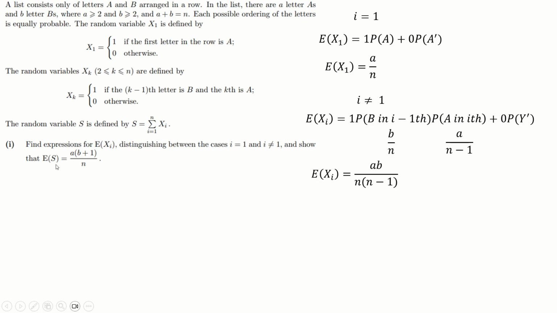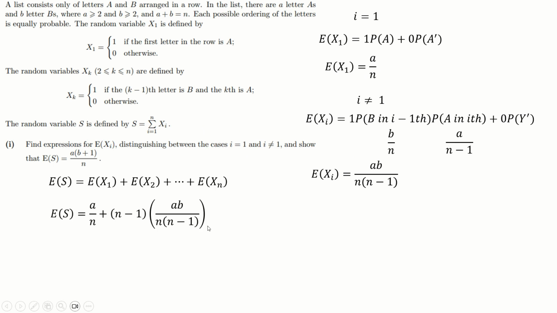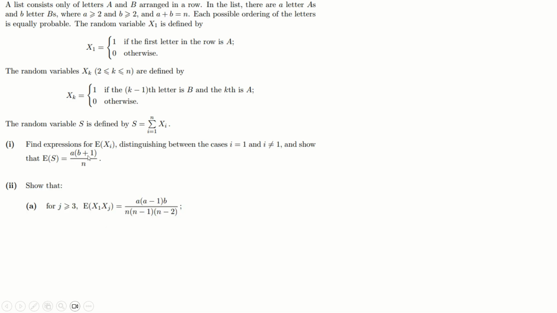Now it says E of S, where S is the sum of all of these things. So E of S is just the sum of all of the expected values, because you just do all of these E's individually and then add them all up. That's going to be this, and then all the other ones are just this. And there are n minus 1 of them, because it goes up to n, and there's one thing here that you're not counting. Cross those out, and then we can add these together and even do some factorizing, and we end up with the desired result.